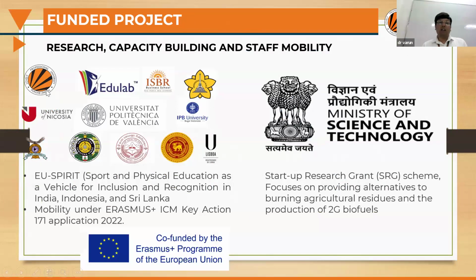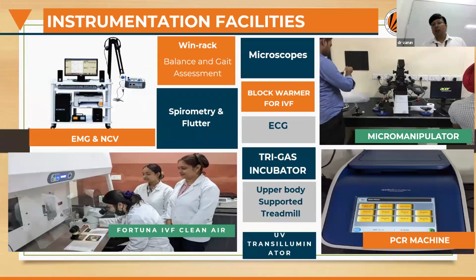You can see here we have tie-ups with LPU, Edu-Lab, ISBR, and IPB University. Other international universities are also coming under the SPIRIT project to work together. Here we have many laboratory facilities. You can see EMG and NCV facilities, and Wind Check facilities to check balance as well as gait. Spirometry is also available.